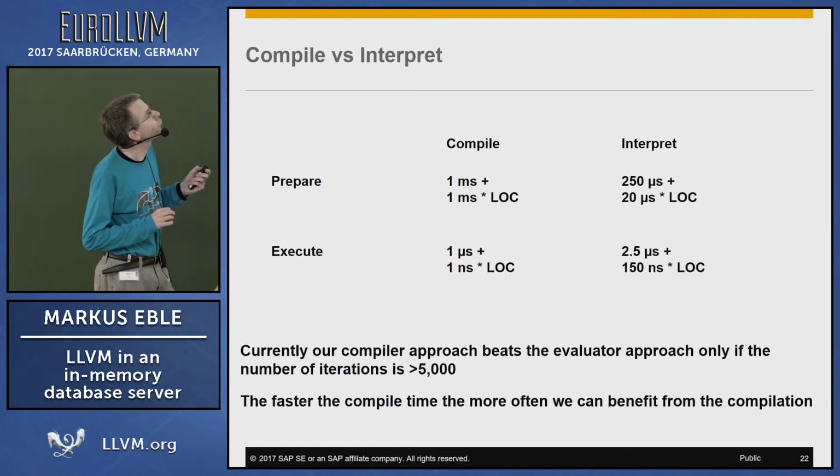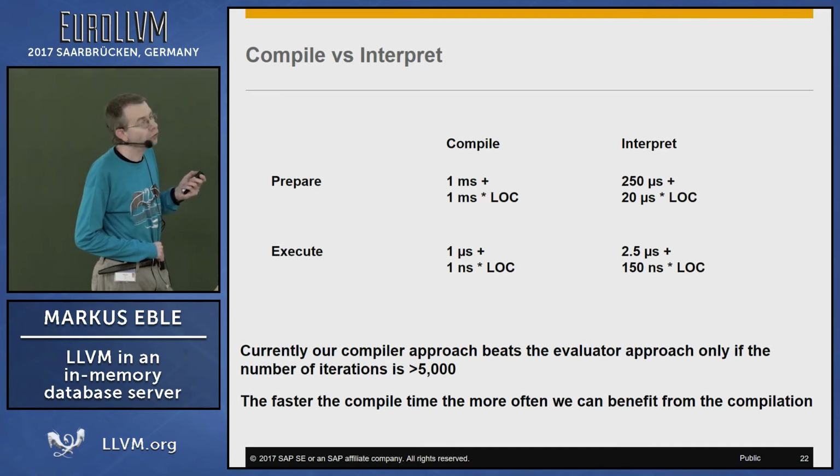And at execution time, that looks much nicer. There we have about 1 nanosecond per line of code. And you can see our interpreter is much, much slower at execution time, but also uses less time at compilation. So currently our break-even point is at about 5,000 iterations.